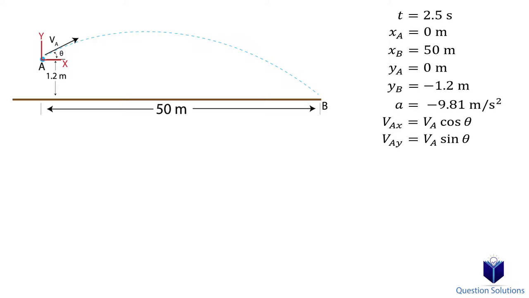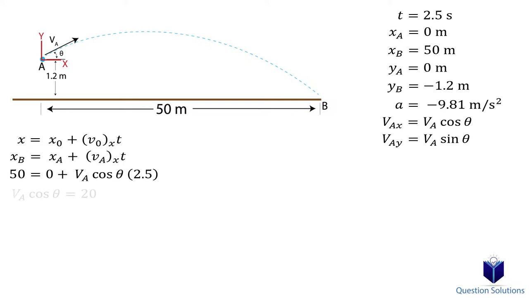Now we just need the equations. Let's assume going right is positive and going up is positive. We will write two equations, one for the motion in the horizontal direction and one for the motion in the vertical direction. For the horizontal motion, we will use this equation. We can write it with our own variables like this. Let's substitute what we know in. So we have the following equation.